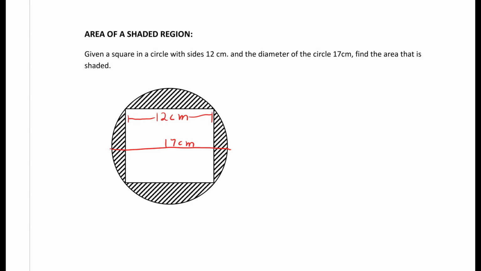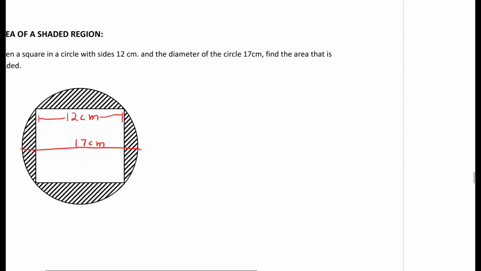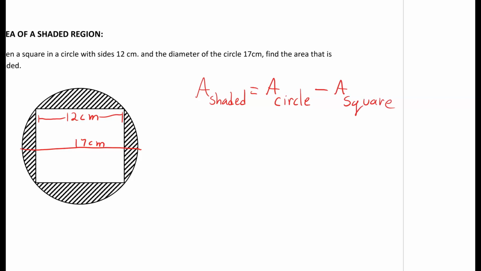So the first thing that we need to do is find out what our area of the circle is. Before we do that, I'm going to just write down what we're planning on doing. So the area of the shaded equals the area of the circle subtract the area of the square. Now to calculate the area of the circle, it equals pi r squared.